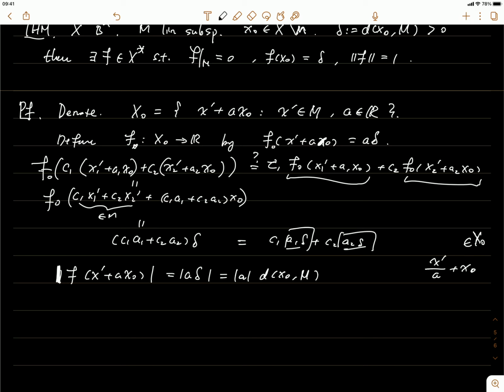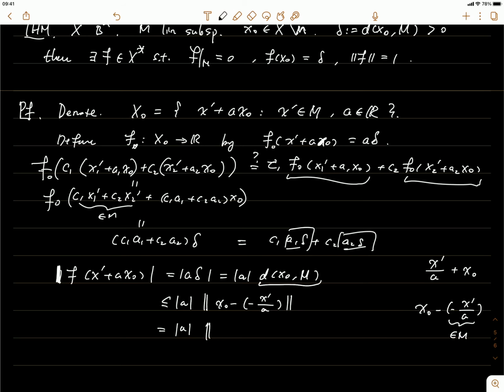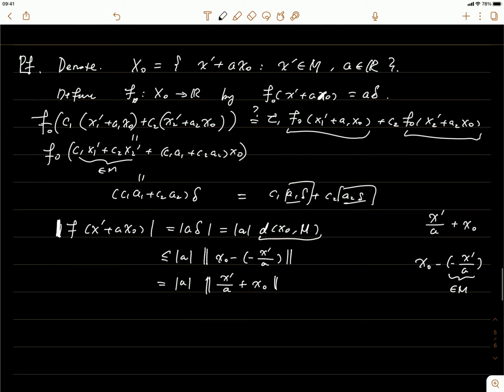The reason is this is in M, or negative of this, I should say in this way. Let's look at this value, d of x prime over a plus x naught. So apparently this is equal to x naught minus negative x prime over a, and this part is from M, right? So this distance must be bigger than or equal to this distance here, since this is the infimum of that distance, right? So that's why this is going to be less than or equal to a times the norm of x naught minus negative x prime over a. And from here I can put this a inside because the norm is homogeneous. So I have x prime plus a x naught.